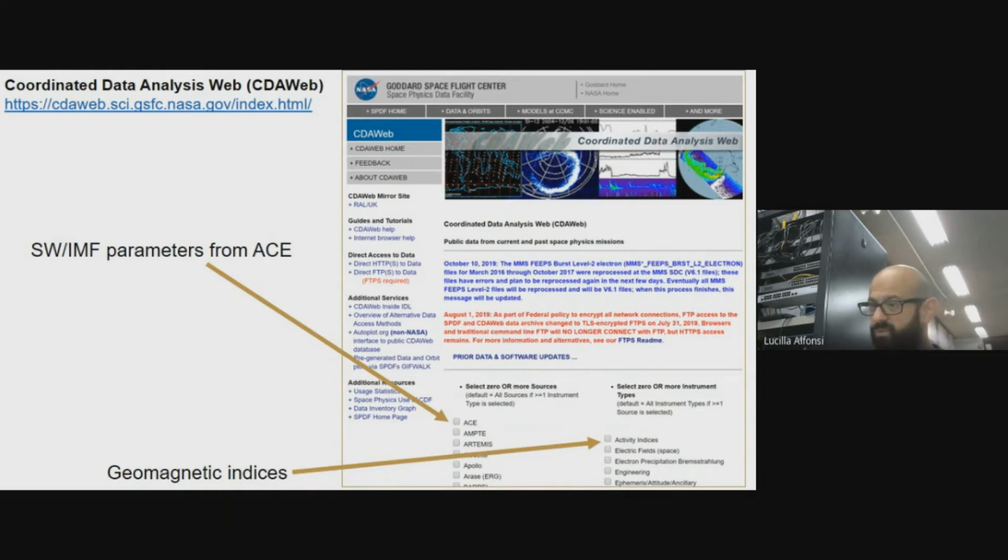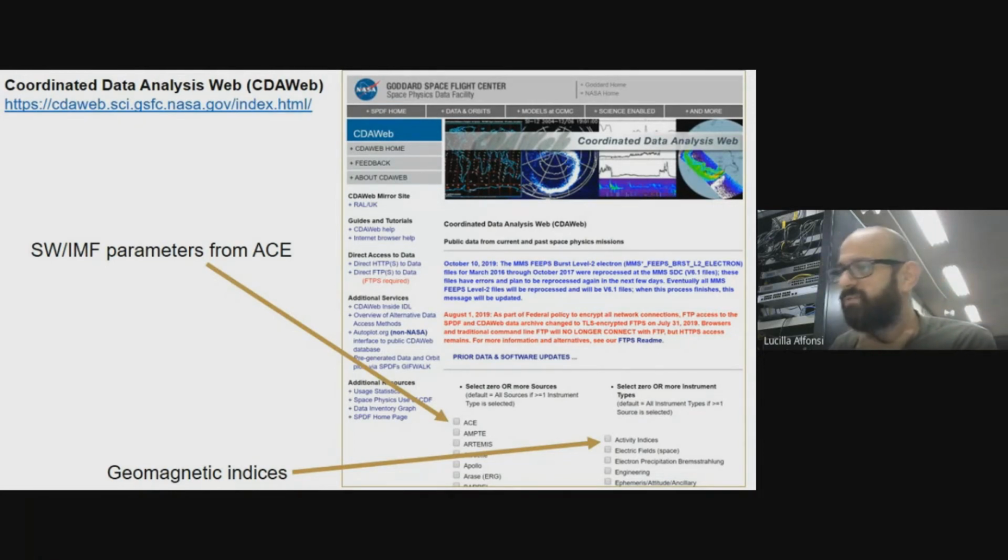So the first one is a database web portal made available by NASA. It is CDAWeb. It is a very useful, very complex web portal, including hundreds of instruments, and especially satellite instruments, with data acquired, collected and managed by the Americans.